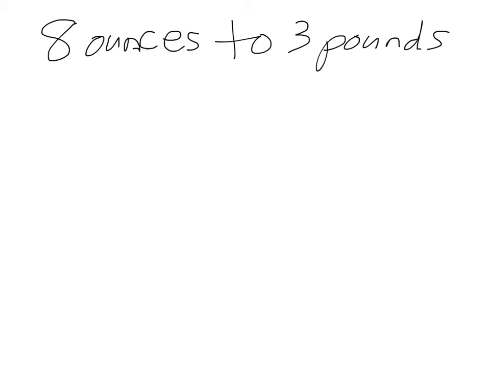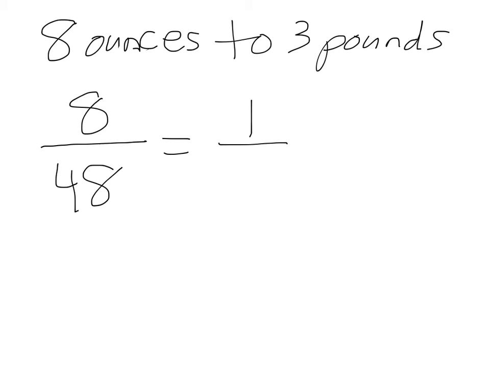So what I'm going to do is I'm always going to usually take the larger unit and transfer that to the smaller unit. So since pounds is larger than ounces, I'll leave my 8 ounces and I'll turn my 3 pounds into ounces, and since there are 16 ounces per pound, I end up with 48 ounces. So I get 8 to 48, or 1 to 6.